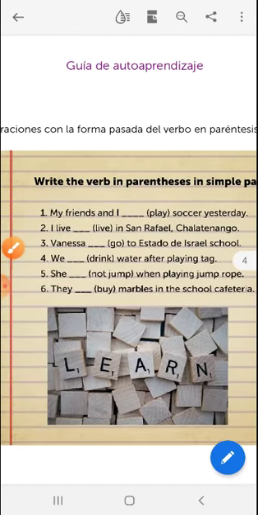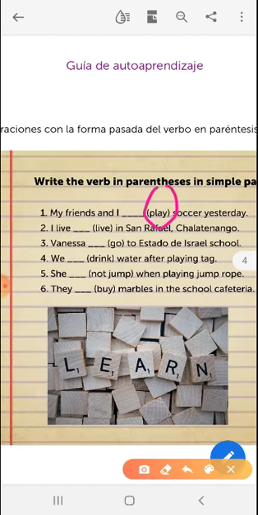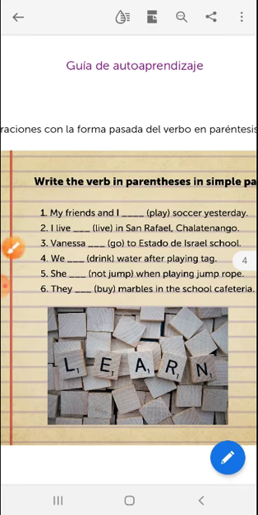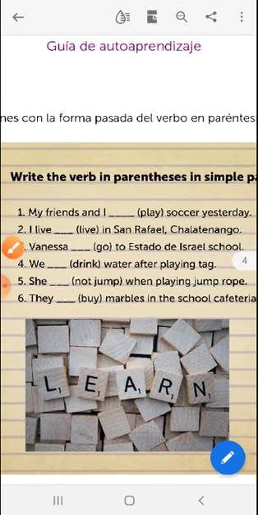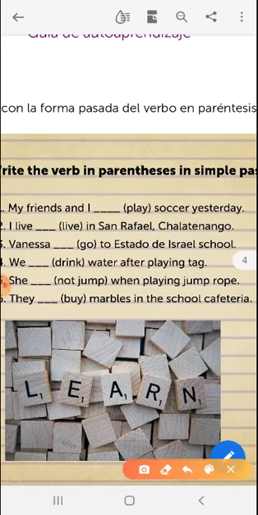Let's see. Here is the verb in paréntesis. Aquí está el verbo en paréntesis. Yes? And here is the blank. Aquí está el espacio en blanco. So I will have to write, tengo que escribir, the correct form of the verb in parentheses in the past. Remember, in the past, en pasado.